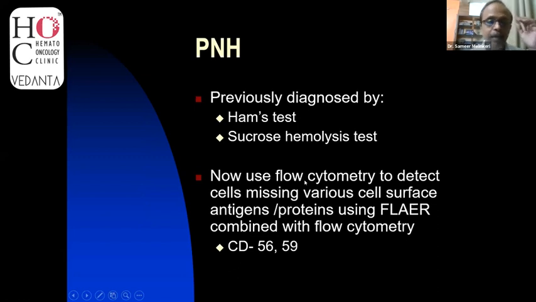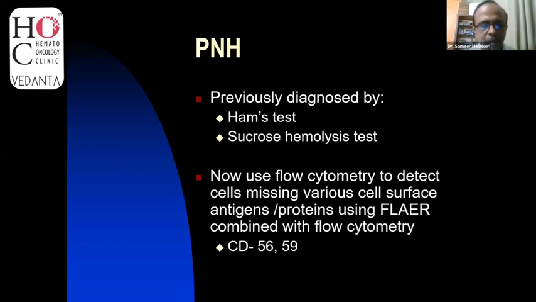PNH used to be diagnosed by the Ham's test and the sucrose lysis test, which are now obsolete tests. Nobody does these anymore. We now use flow cytometry to detect these missing proteins, CD55 and CD59, on the cell surface. This is done by flow cytometry using the FLAER technique, and you can diagnose PNH very accurately, even if it's present in minute amounts.